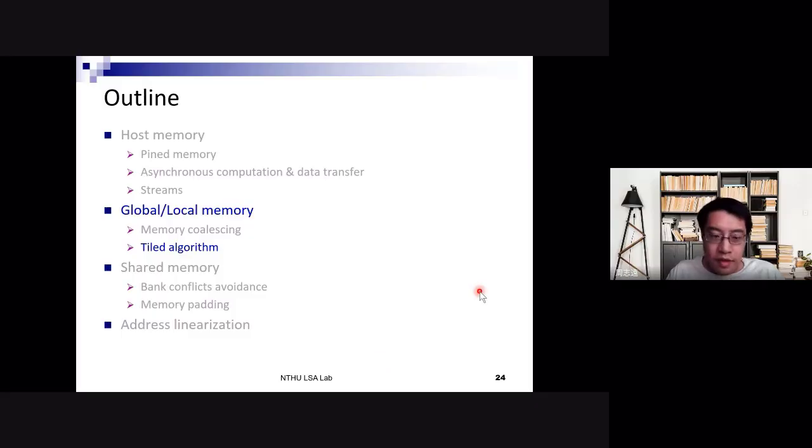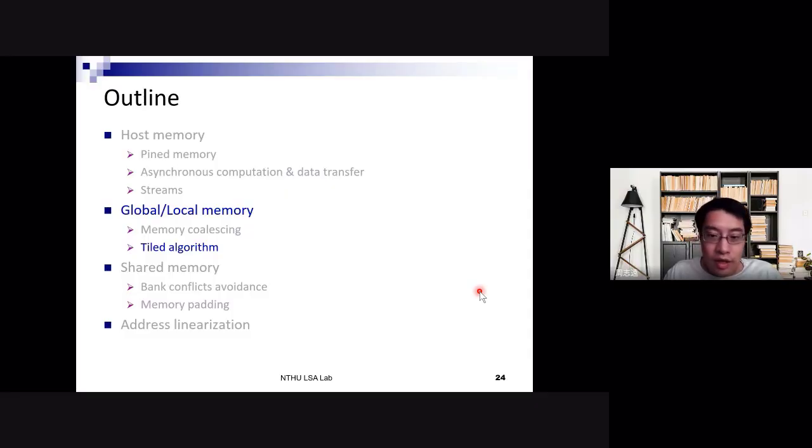Okay, so last time we talked about memory optimization at the layer of global memory, and we introduced the technique called memory coalescing. Basically, it is an optimization provided by hardware. It allows the request to perform the memory access in a collective way.